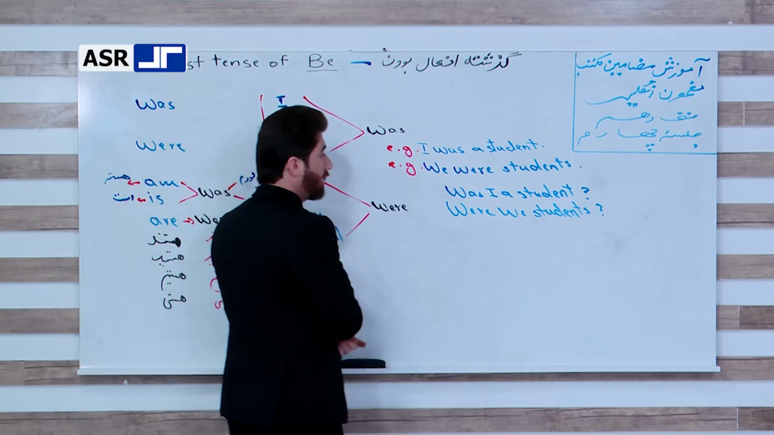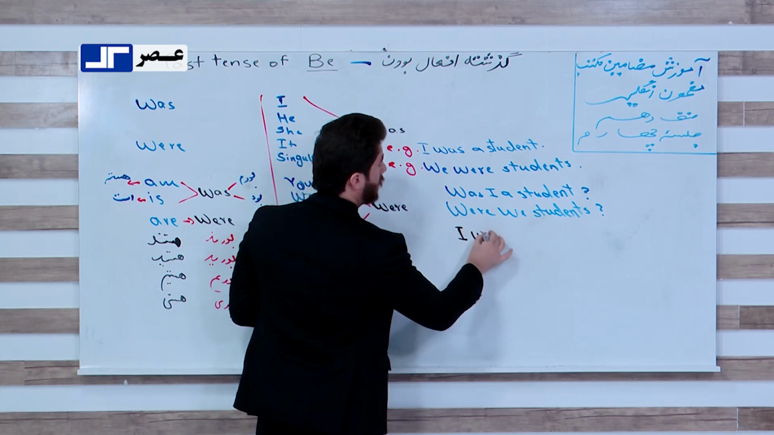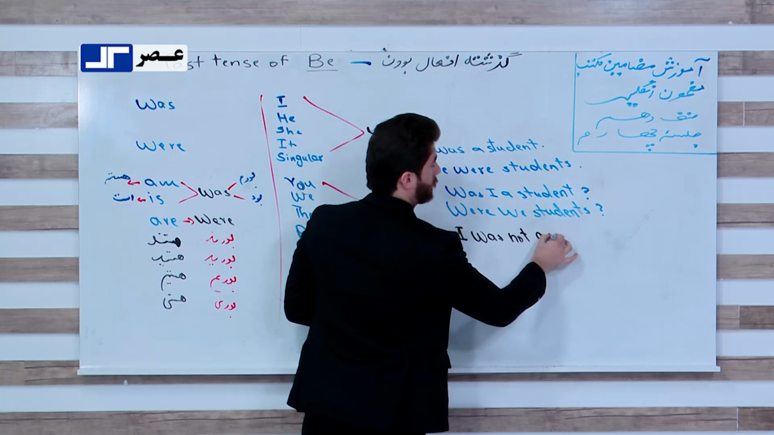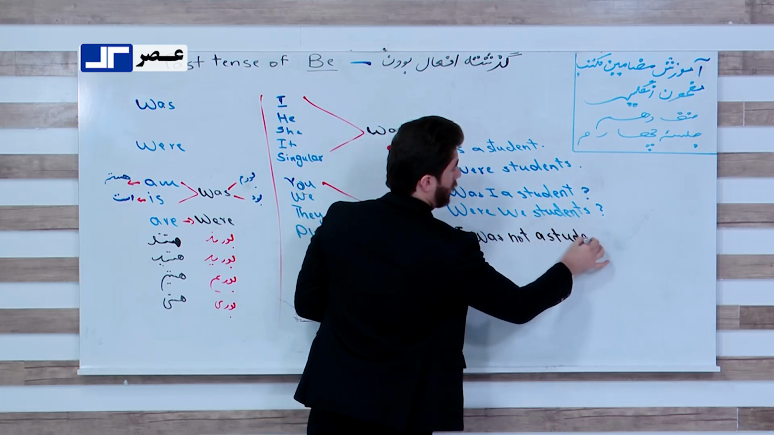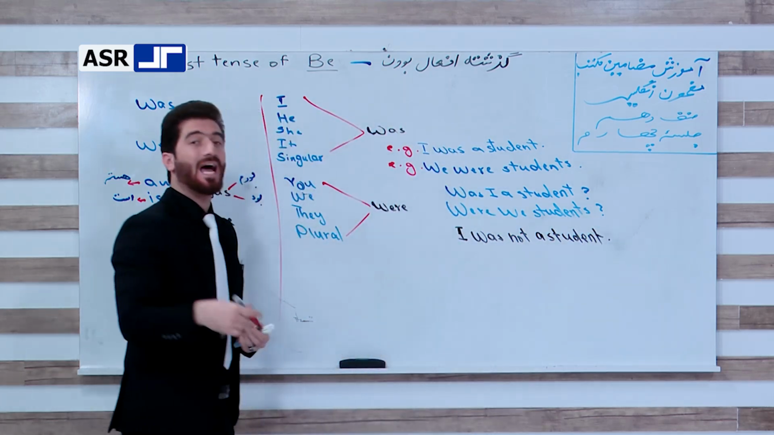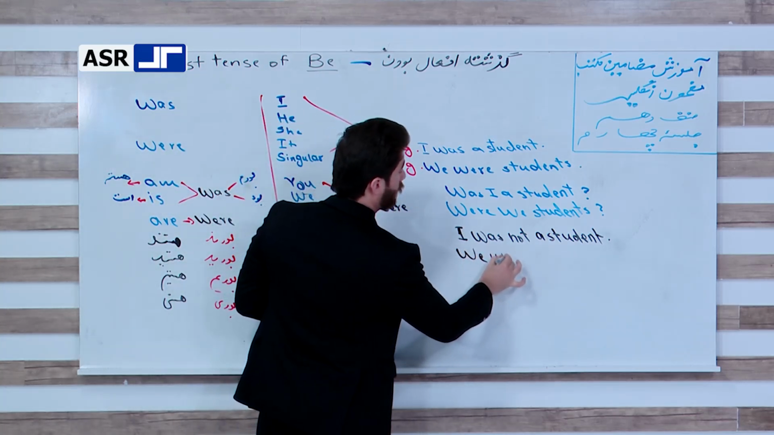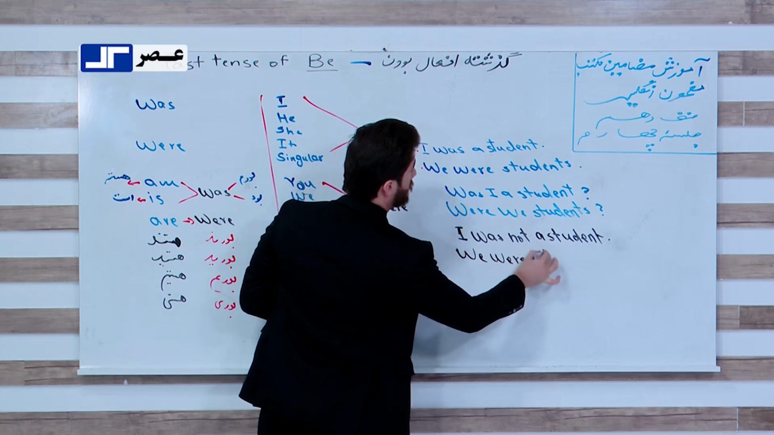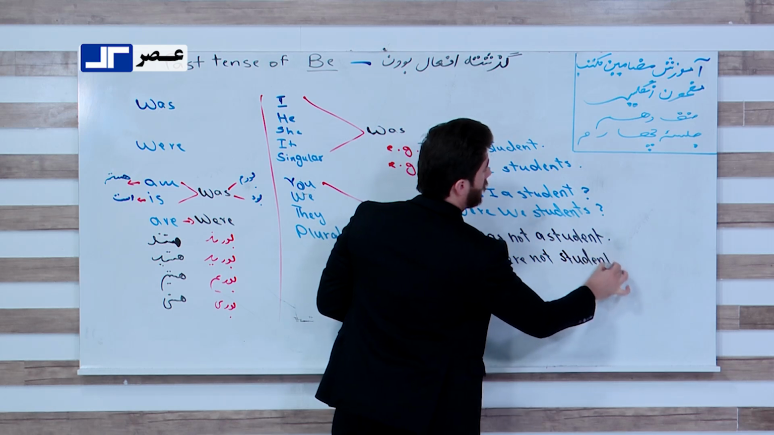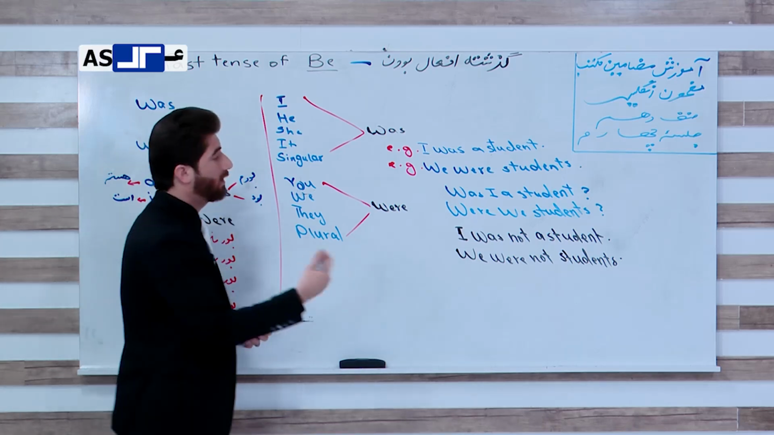For example, to make it negative, we add the adverb not after was and were. I was not a student. Now the second one in negative: We were not students. If we contract was not and were not, we can write like this.